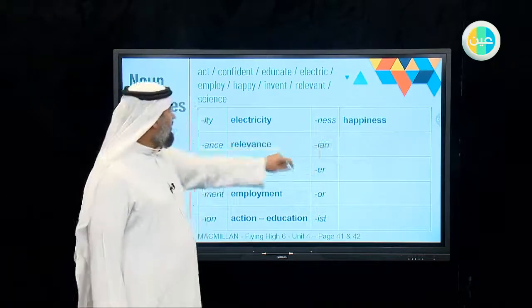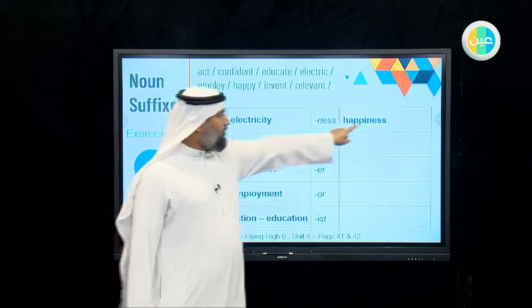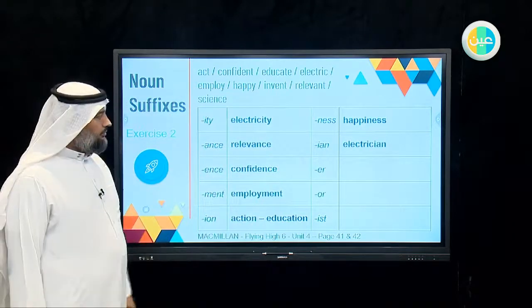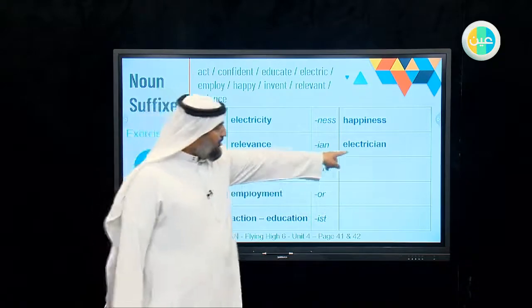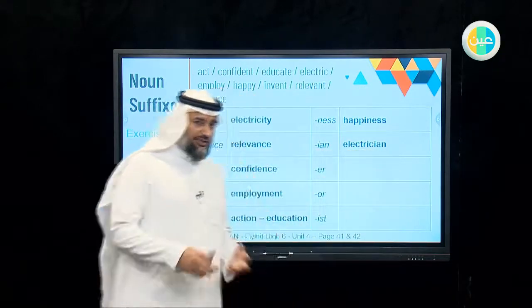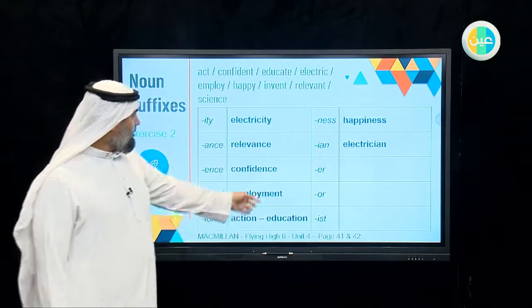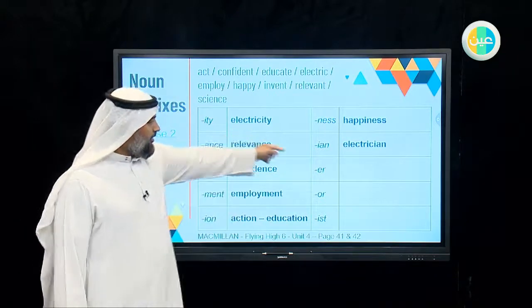Happiness. Now in this one we change the Y into I. This one, electrician. كهربائي. شخص يعمل في المجال الكهربائي. Electrician. Okay. This one electricity. كهرباء. This one electrician.